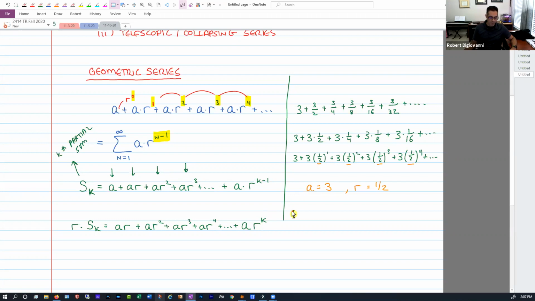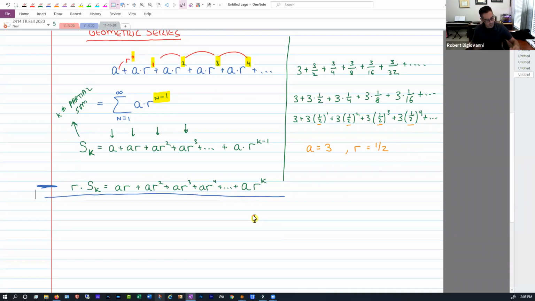I understand you're sitting there thinking, what in the world are we doing? So now I'd like for you to do this. This is even going to be crazier. I'd like for you to take this top row and subtract the bottom row. So take this and subtract this.